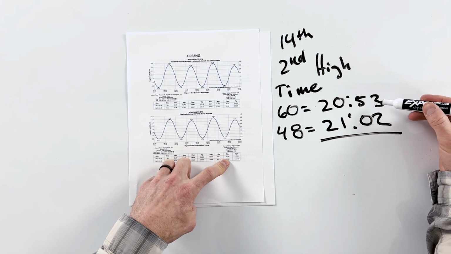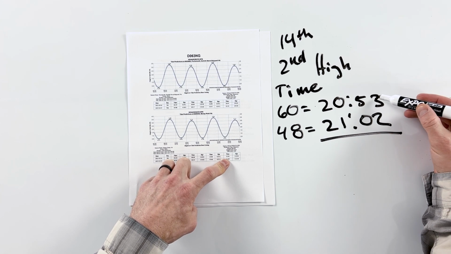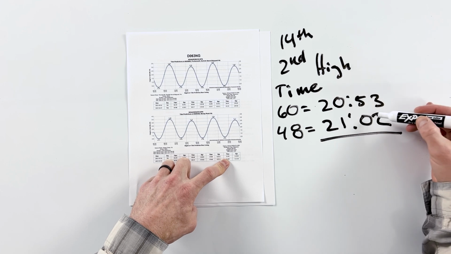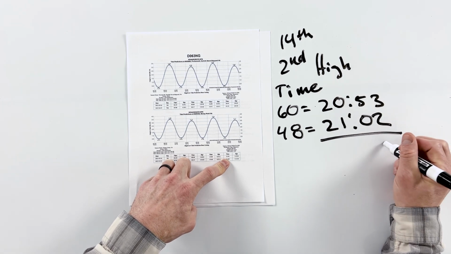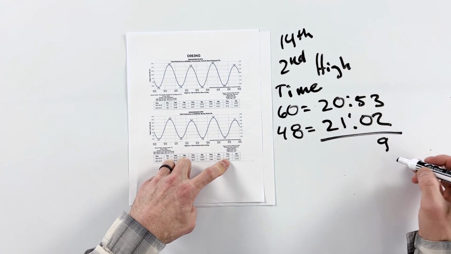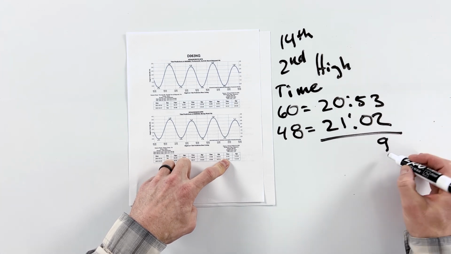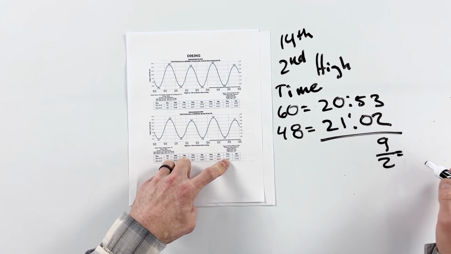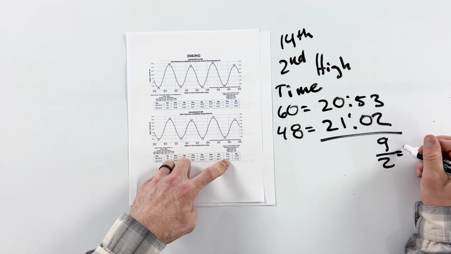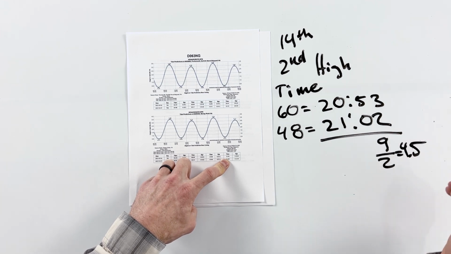How many minutes between 20:53 and 21:02? Well, there's 7, 8, 9. There's 9 minutes different. And we need to go right between these two, so we cut it in half. Divided by 2 equals what? It equals 4.5 minutes. I'm going to round that right up to 5 and use that.